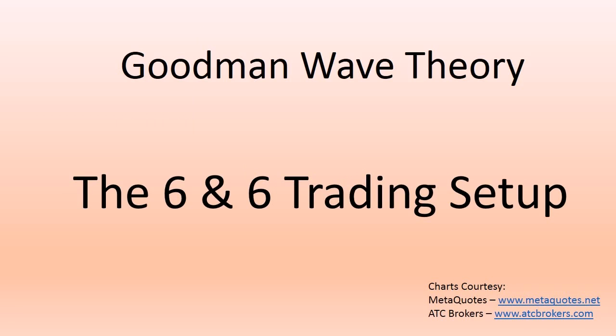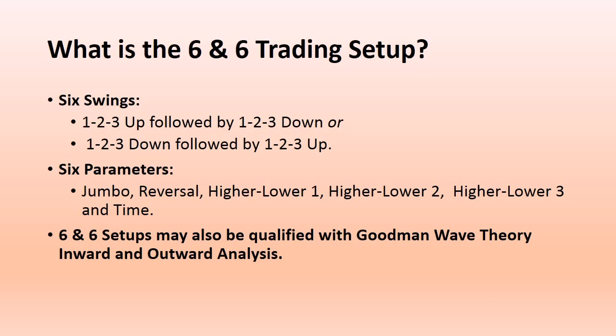Goodman Wave Theory, the 6 and 6 Forex trading setup. This Goodman setup is named the 6 and 6 because it requires 6 swings and 6 qualifying parameters between those swings. The 6 and 6 setup may also be qualified as a trade candidate with Goodman inward and outward analysis. To get you started, this video will focus on the jumbo and reversal parameters, entry, stop loss and take profit.